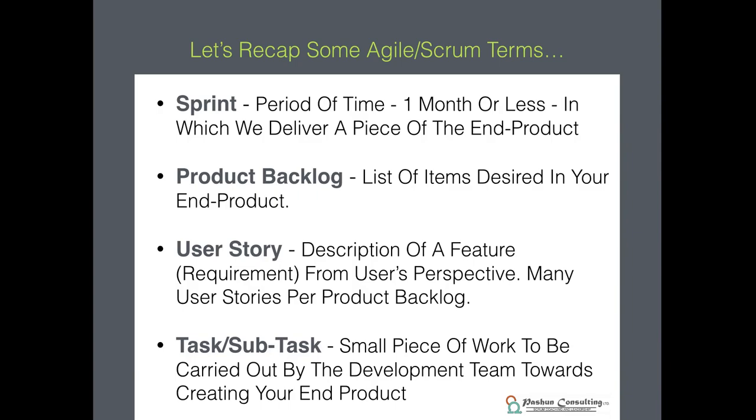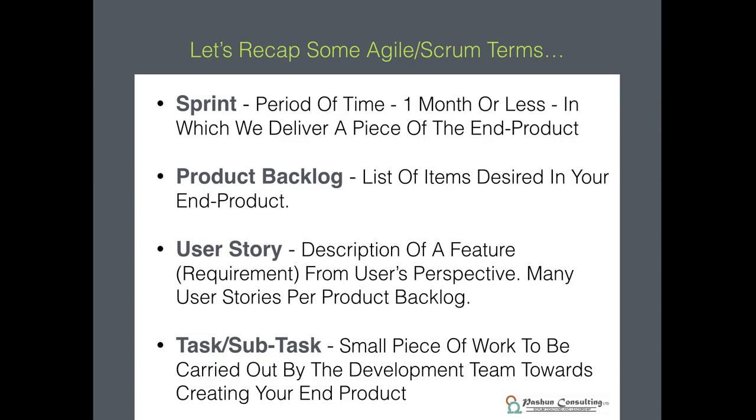Tasks or subtasks, as they're commonly called. So a task is a small piece of work to be carried out by the development team towards creating your end product. So when we say development team here, we're not talking specifically about software or building developers. Those are just two examples I've given. But a development team is the name we give in Scrum to the group of people who are actually doing the work, whose neck is on the line as in they're doing the work to deliver a piece of the end product. And a subtask speaks in their language about the small pieces of work they need to carry out in order to create each user story.